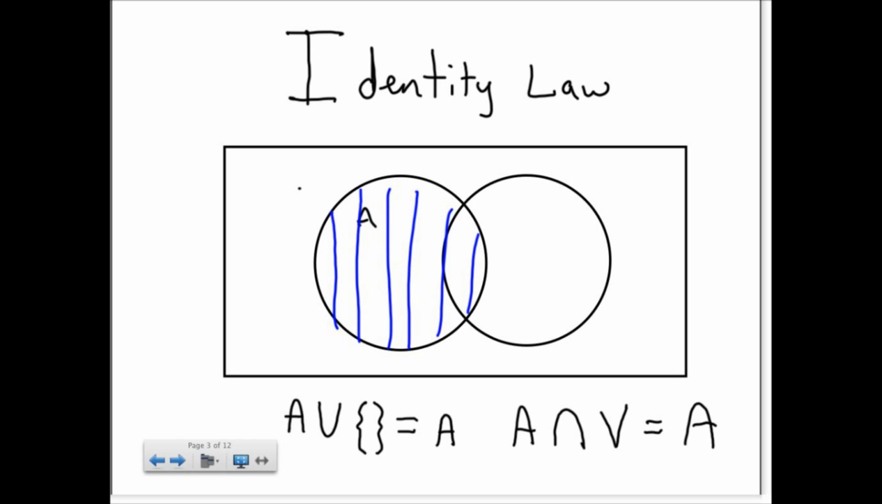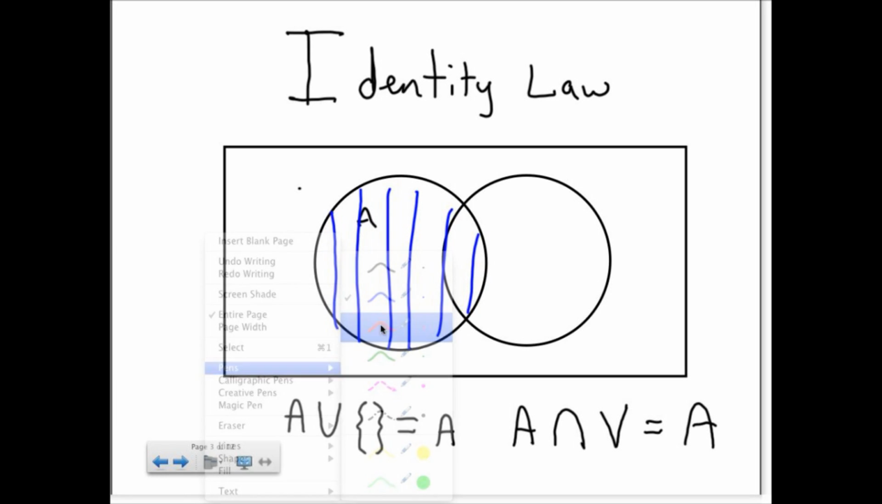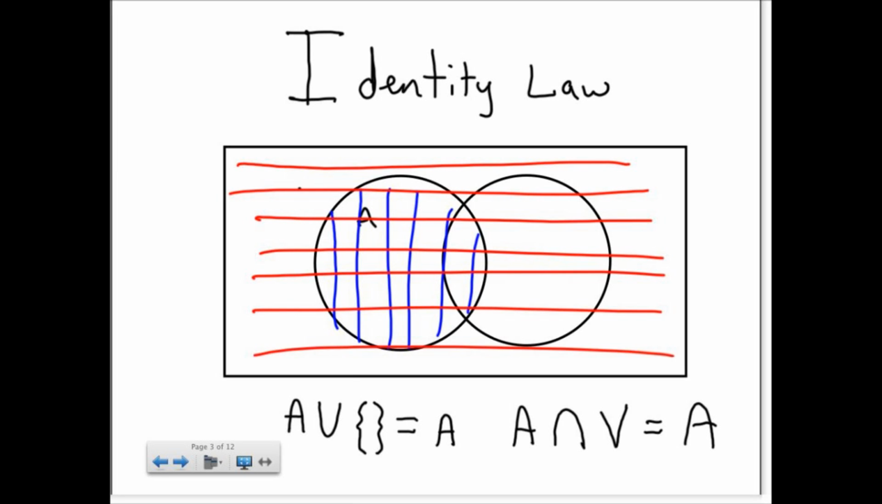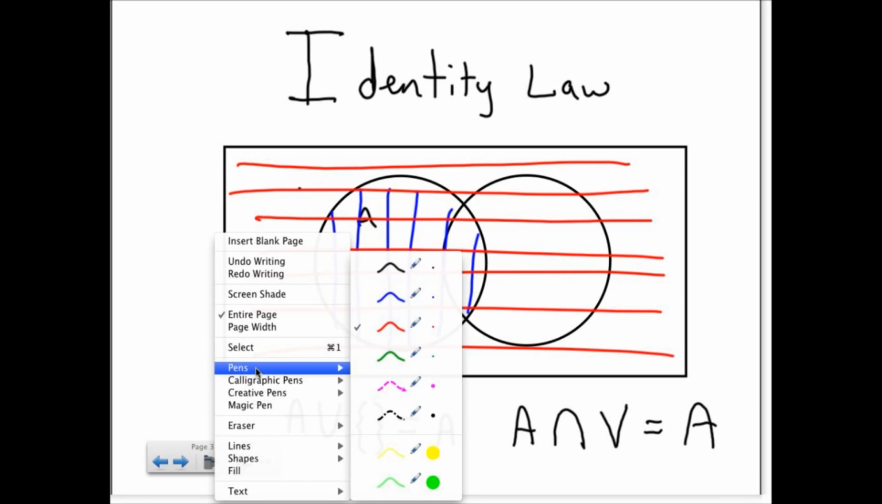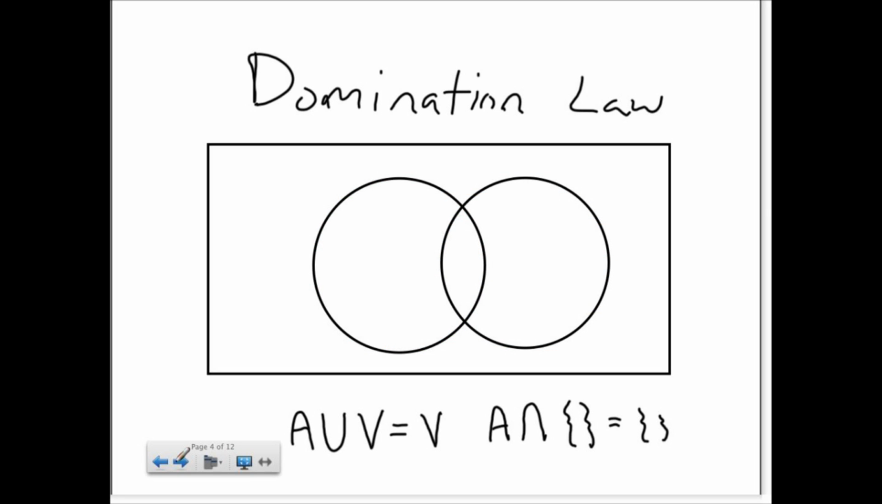You can also use this logic to indicate that the intersection of A and the universe is A. We can see that if we color in the universe with red lines, clearly the intersecting section between these two is just the set A. So those are our basic identity laws, which we can use to build on.